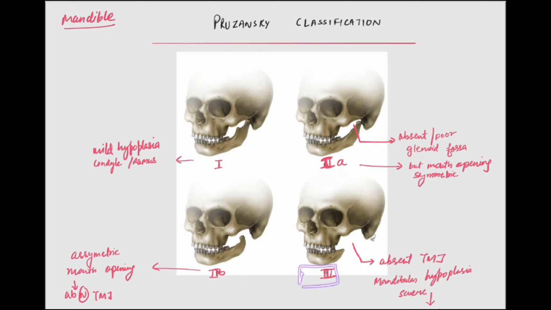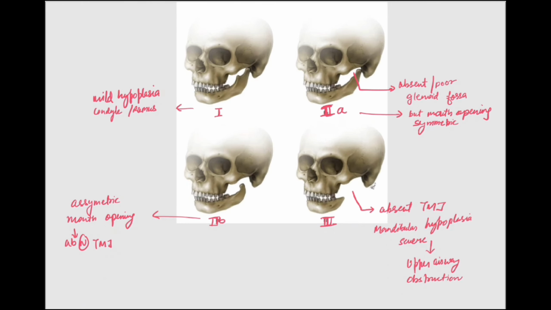In grade 3, there is absent temporomandibular joint and there is severe mandibular hypoplasia. The hypoplasia is so severe in grade 3 that it can lead to upper airway obstruction.